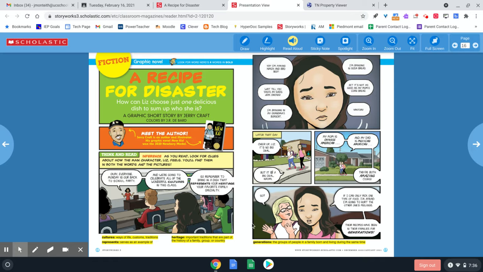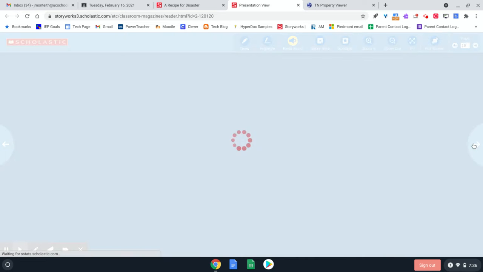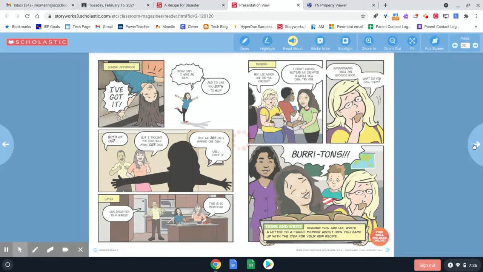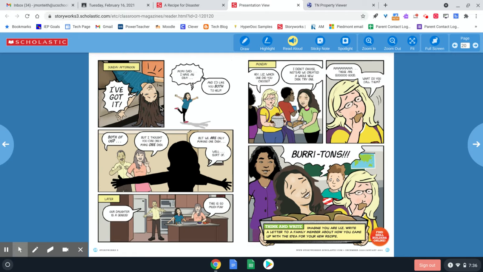So let's see here. It looks like she's sitting in a classroom. She looks kind of sad. She still looks upset. Then it looks like she's going home, talking to her parents. And then here it says Friday, Saturday, Sunday, so it looks like 3 days passed there. And then it looks like she says, I've got it. She looks happy. And then at the end, she's got some kind of food.